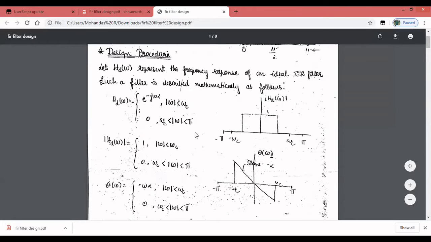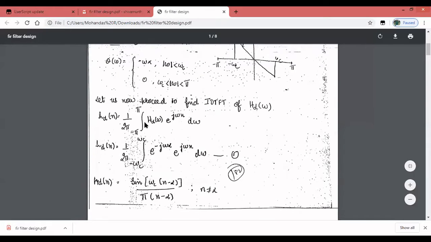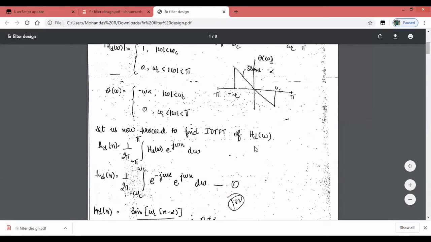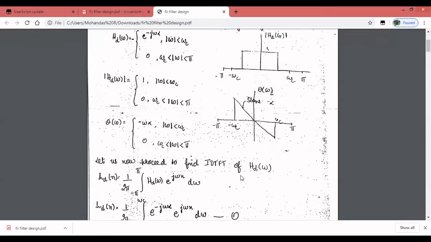The next thing we have to do is find the inverse discrete time Fourier transform, not just the DFT here, it is the discrete time Fourier transform, the DTFT. To proceed with the inverse of Hd of omega, I am trying to obtain Hd of n. Hd of n can be obtained by finding the inverse discrete time Fourier transform, IDTFT, which is represented by a simple formula: 1 by 2 pi times the integral from minus pi to plus pi of Hd of omega into e to the power of j omega n d omega.